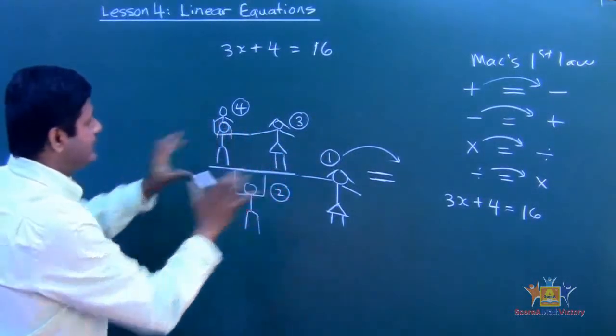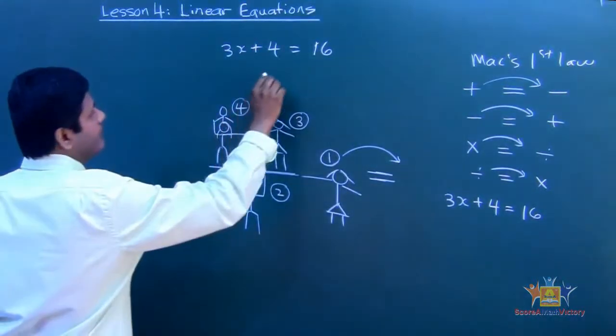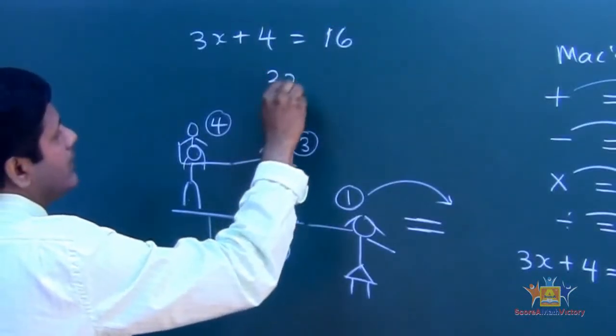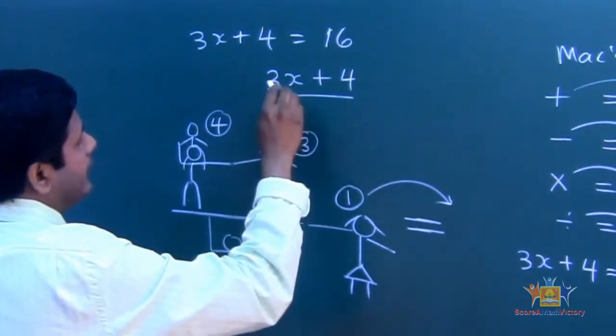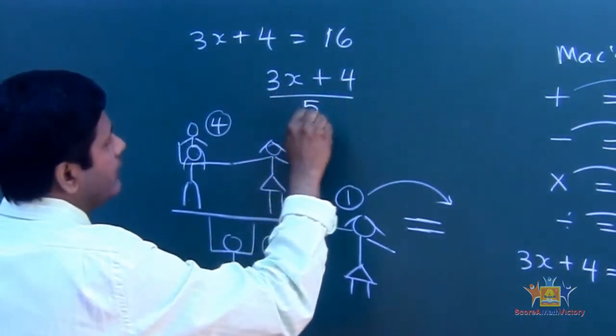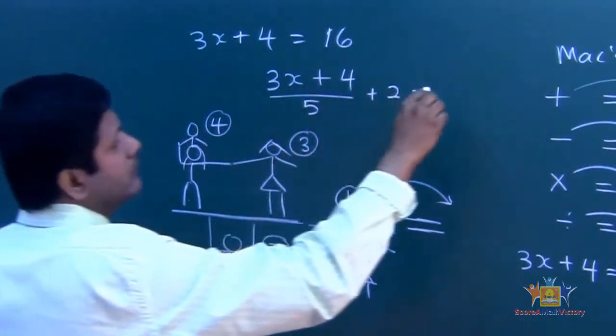Okay, let's translate this exactly into a mathematical form. Let's say, for example, Mr. Mac gives you 3x plus 4 over 5 plus 2 equals 4.